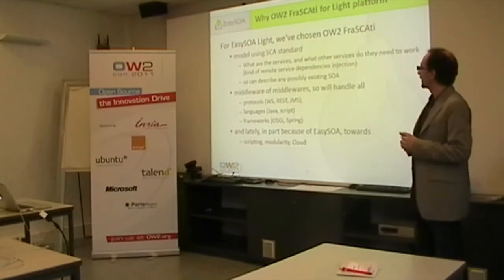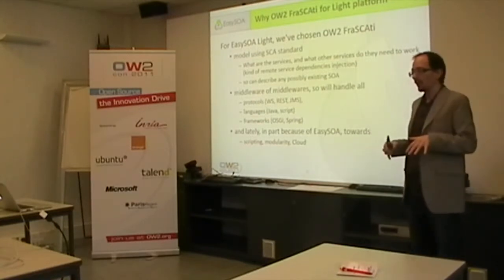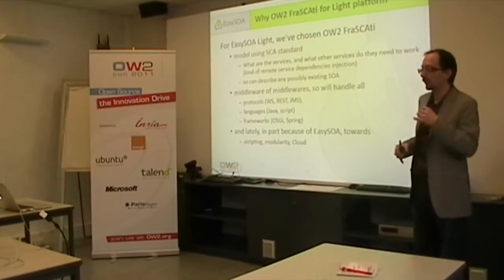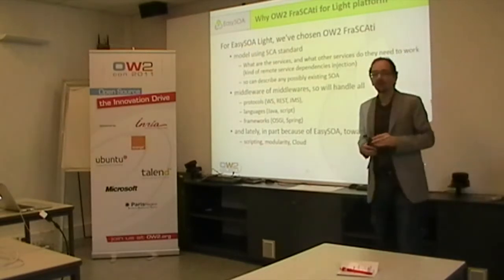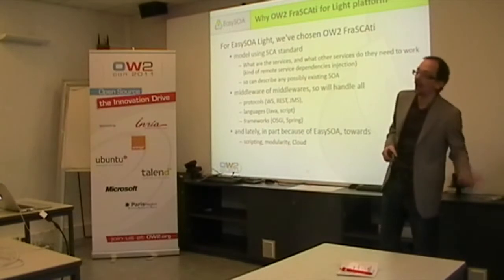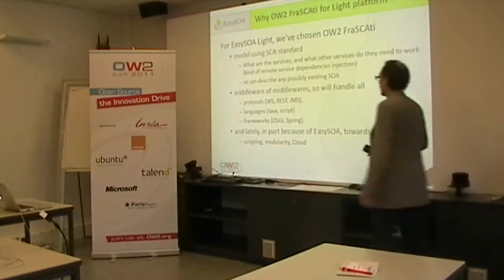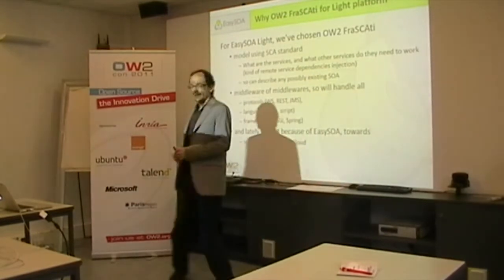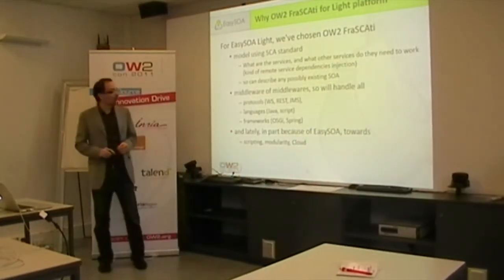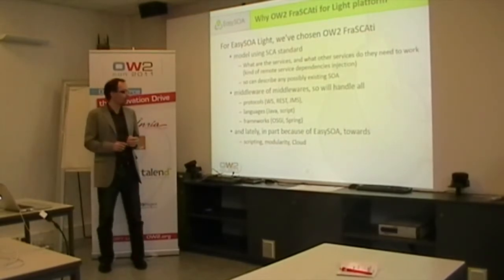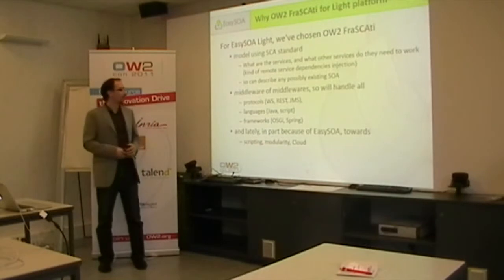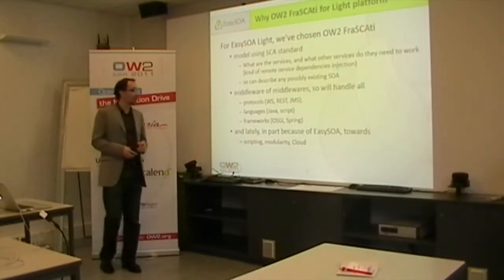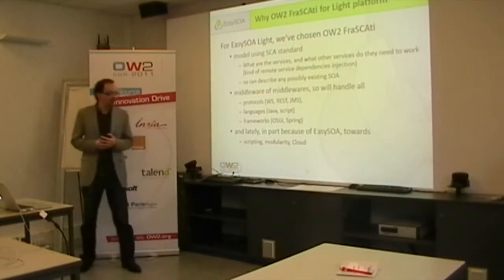And moreover, SCA is a heterogeneous standard. It's extensible. You could support any kind of protocol, data kind, so it can describe any possibly existing SOA without saying anything about it running on IPM or Jonas or whatever, or Python. And secondly, FraSCAti is a middleware of middlewares. So yes, it can handle all protocols like SOAP, REST, JMS, all languages, classical Java, all kinds of scripts, and frameworks like OSGI, Spring, for the most, not all of them.